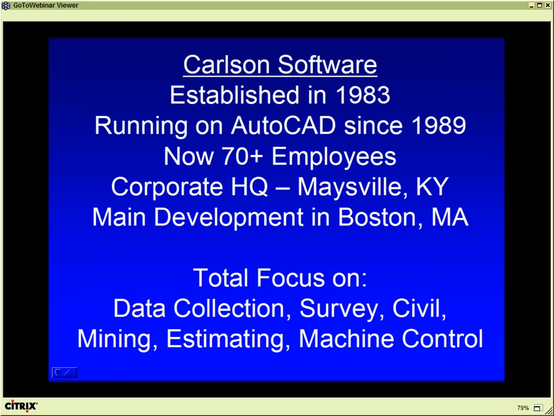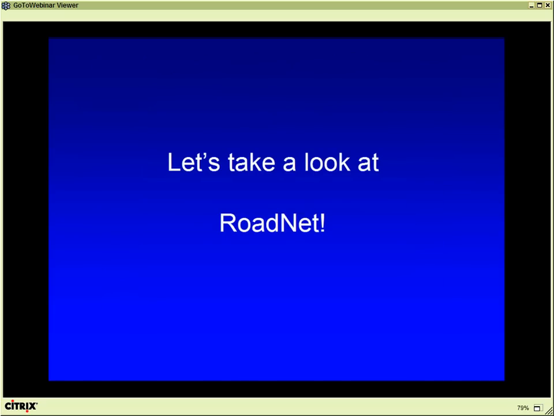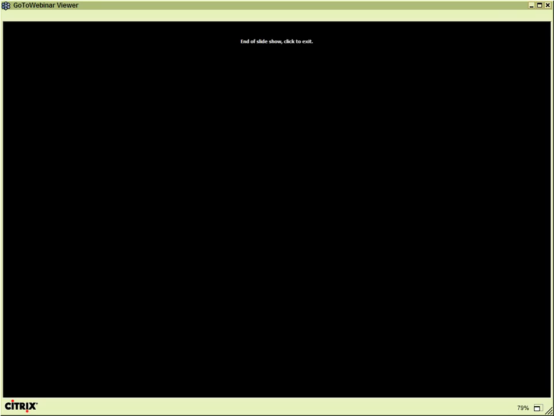Now, Carlson Civil, Survey, Hydrology, and GIS, otherwise known as the Civil Suite, works on top of AutoCAD, AutoCAD Map, Land Desktop, or Civil 3D from version 2000 to 2008. All right, that was very quick. Let's go ahead and take a look at RoadNet, get into the program that you guys came here to see.